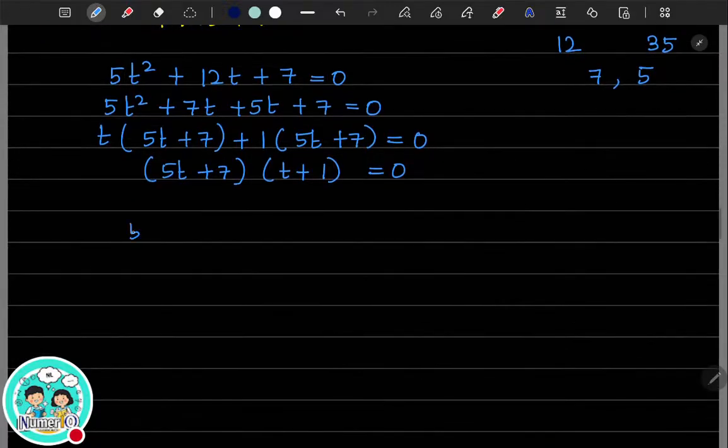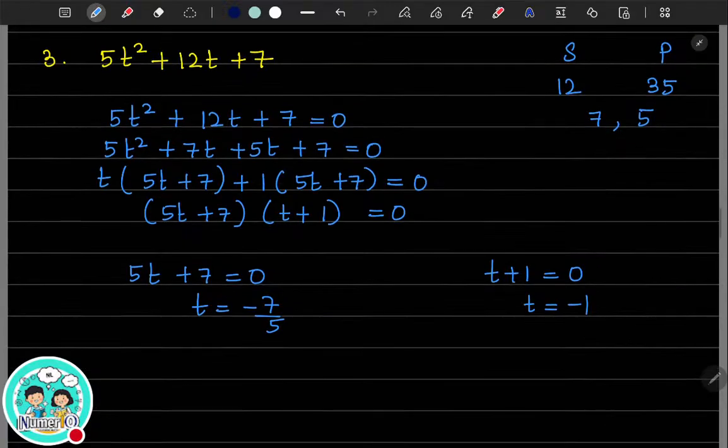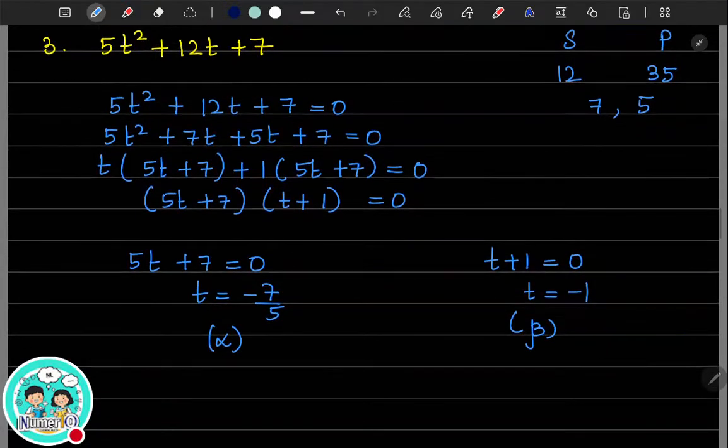So either 5t plus 7 equal to 0, which means t is equal to minus 7 by 5, or you have t plus 1 equal to 0, which means t is equal to minus 1. So these are the zeros of the given polynomial. Let one of them be alpha, the other one is beta. And what is your a, b and c? The coefficients, a is nothing but 5, your b is 12, and your c is nothing but 7, right?